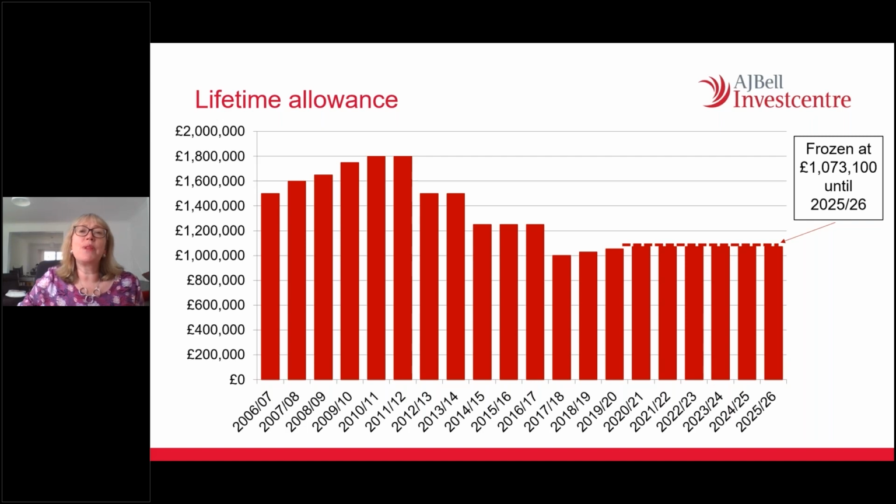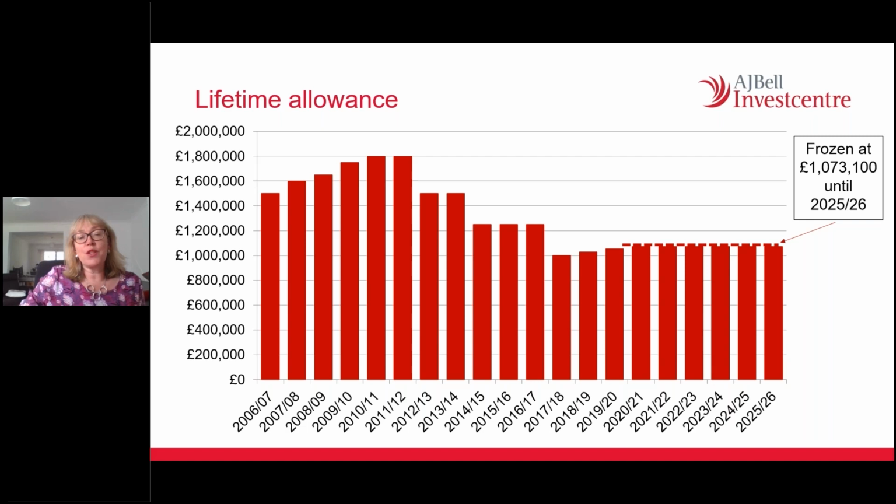If you take the example of a 50-year-old who's got a £500,000 pension fund, and they make £500 a month pension contributions, if they enjoyed 8% investment growth, then they would hit the lifetime allowance by their 61st birthday, so fairly quickly.